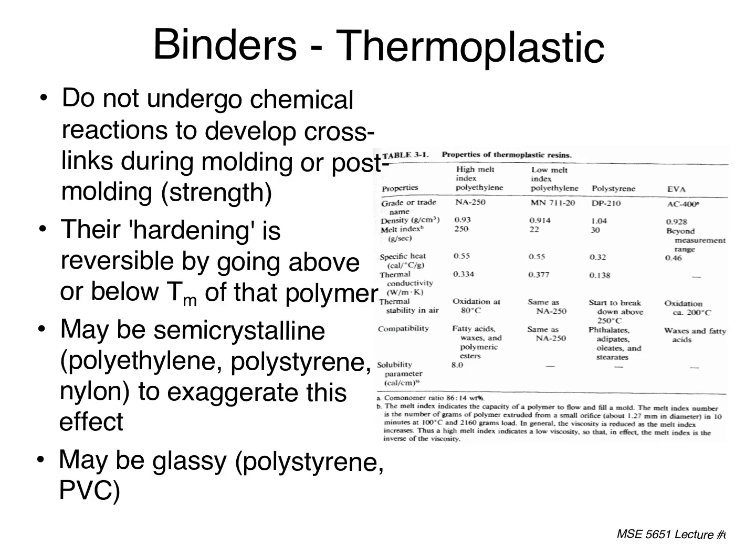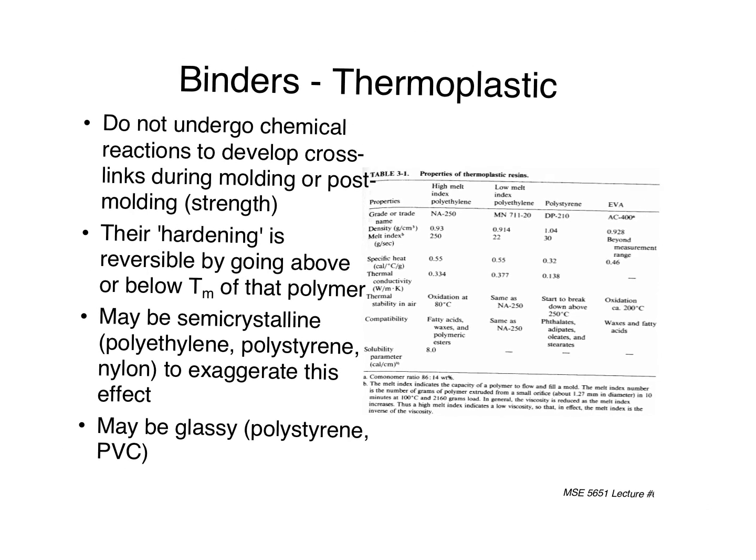All right, and then we have various binders. Thermoplastics, which are the most important ones. Their hardening is reversible by going above or below the Tm of that polymer. And so we have some examples here of high melt index polyethylene, low melt index polyethylene, polystyrene, ethylene vinyl alcohol. A lot of things that you guys are familiar with from polymers: polyethylene, polystyrene, nylon. This temperature melting is how we change the mechanical properties. They can be either crystalline or glassy, depending on what you want to do.